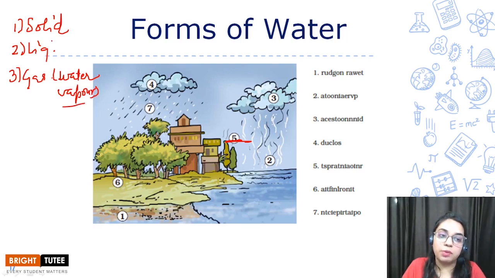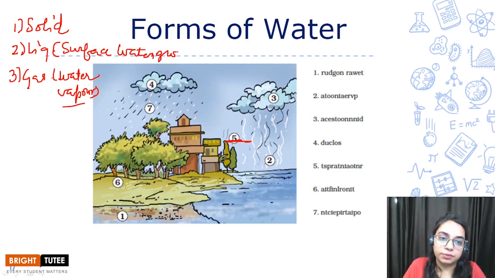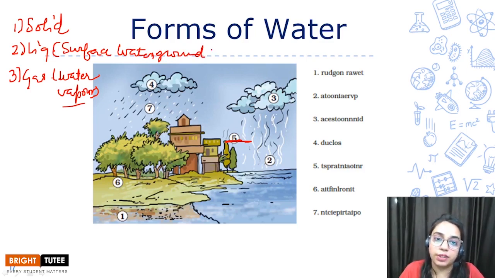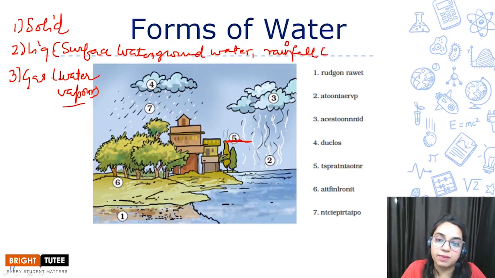Okay. Liquid water generally exists as surface water in the form of rivers, lakes, oceans, or as groundwater, which is present under the ground level. Okay. Groundwater is actually underground water. Also children, it may come in the form of rainfall as well, and rainfall is also known as precipitation. Okay children?